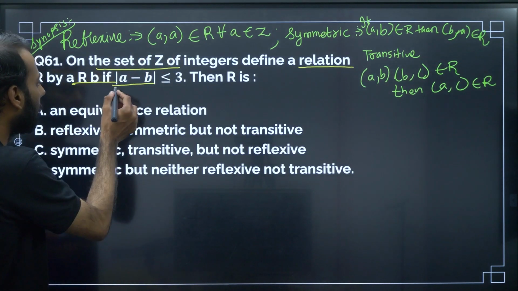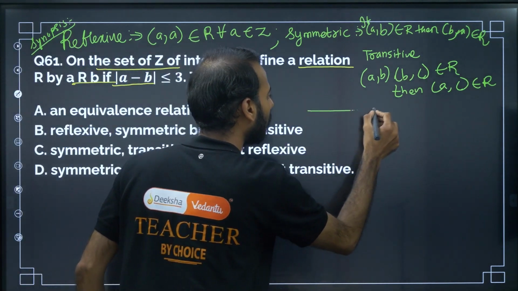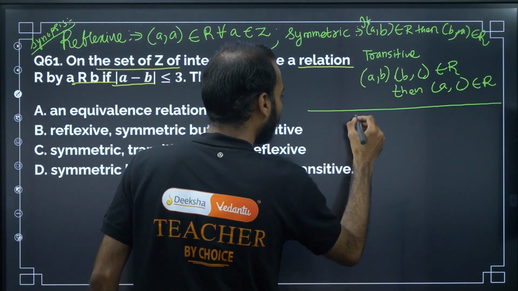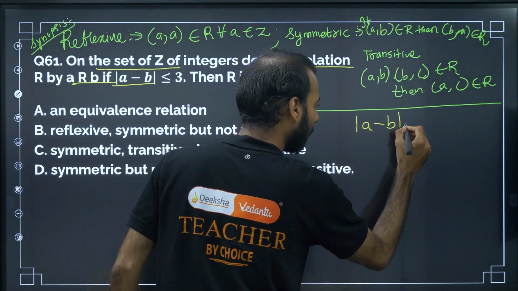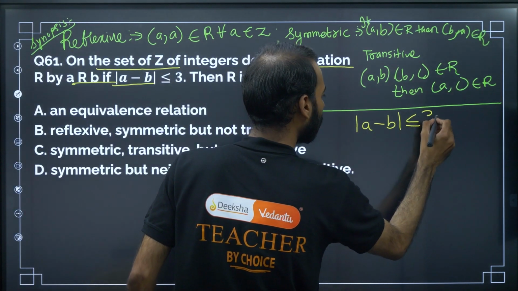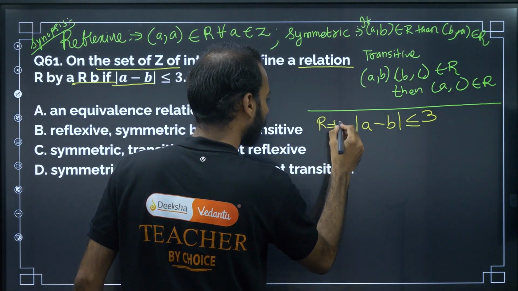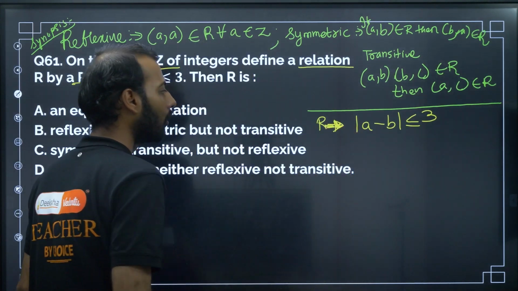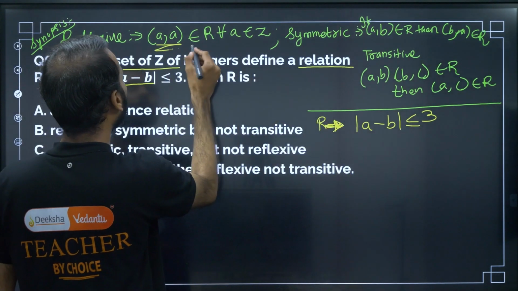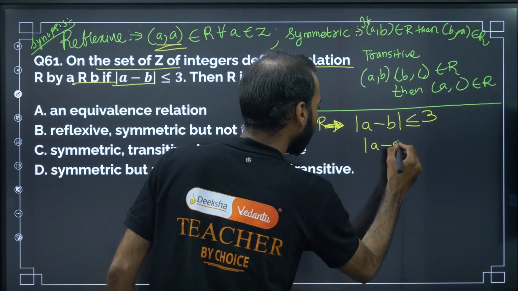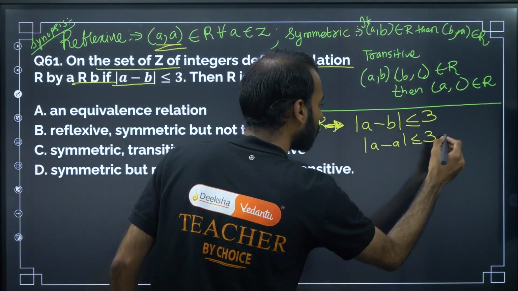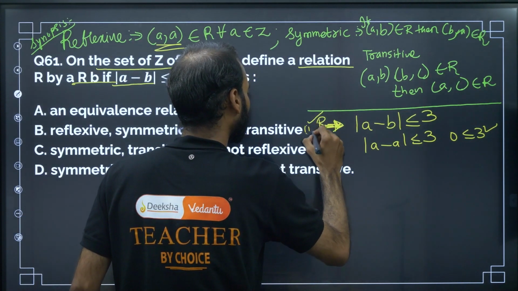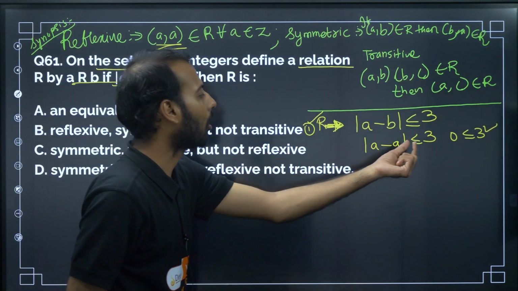For reflexive, what is that relation? First let me write that relation. The modulus of a minus b is less than or equal to 3. That relation they have said like this. I am explaining slowly, but in the exam you have to solve it fast. So a minus a is 0, and 0 is less than or equal to 3, yes. That means this relation is reflexive, because this is true.